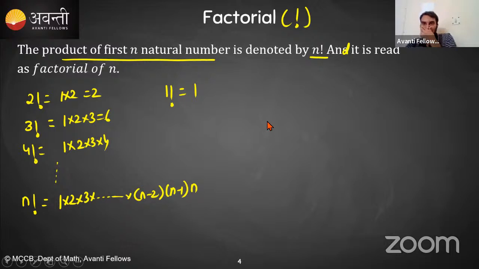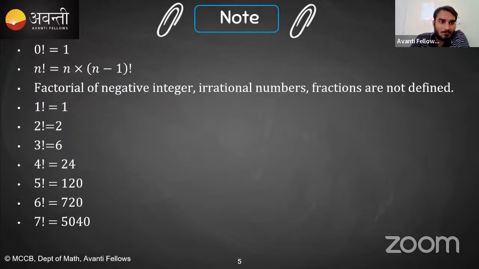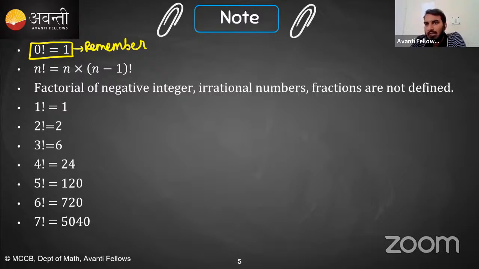Students, there is one important note in this factorial: 0 factorial is 1 actually. 0 factorial is 1, that you have to remember. The proof of it you can find in many textbooks, but the proof is irrelevant. It's simply that 0 factorial is 1. You have to remember it.